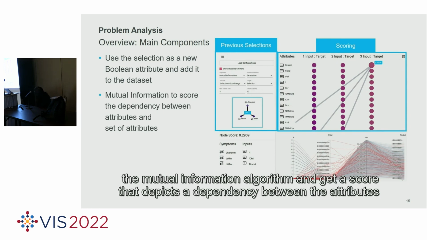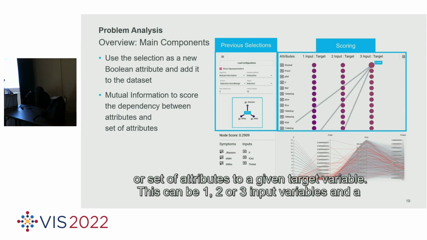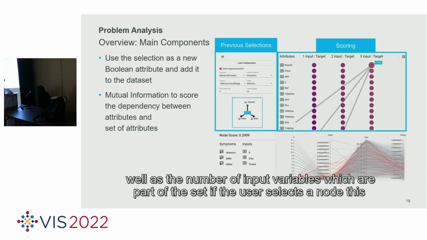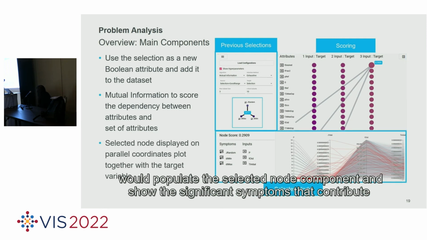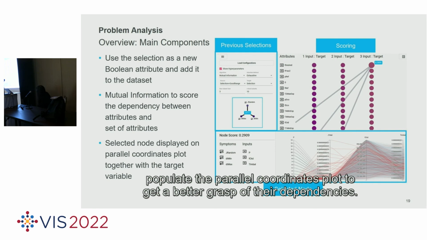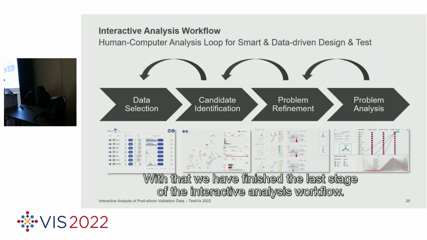that depicts the dependency between the attributes or set of attributes to a given target variable. This can be 1, 2, or 3 input variables and the chosen target. The results get displayed as nodes that are ordered depending on the score, as well as the number of input variables which are part of the set. If the user selects a node, this will populate the selected node component and show the significant symptoms that contributed to the selection, the input variables calculated by the mutual information algorithm, and also will populate the parallel coordinates plot to get a better grasp of the dependencies. With that, we have finished the last stage of the interactive analysis workflow.